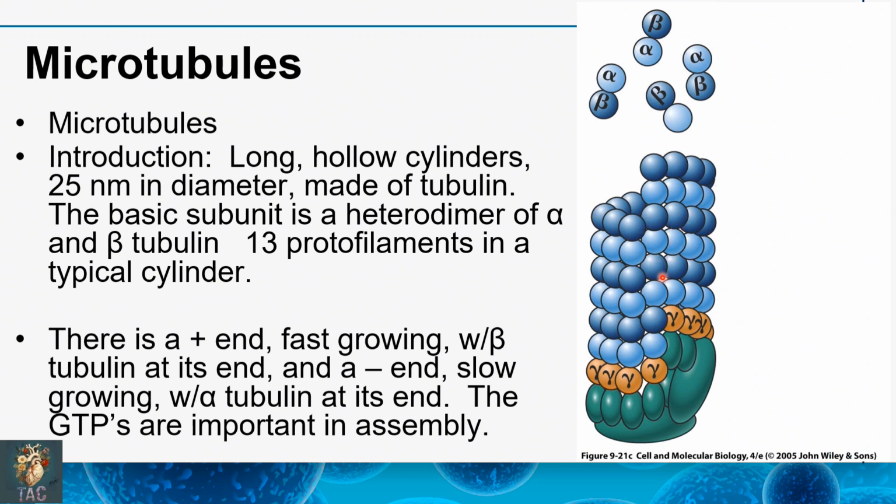tubulin microtubules. Usually 13 protofilaments are present in a typical cylinder; when you see the cross section, you can see 13 protofilaments. Also, just like the microfilaments, they have a positive end, which is the fast growing end, and a negative end, which is the slow growing end. GTP is very important in assembly. At the fast growing positive end, the tubulin dimers are attached to GTP, and this GTP provides energy for the movement of different substances across the microtubules.